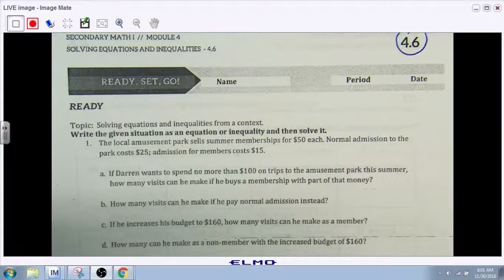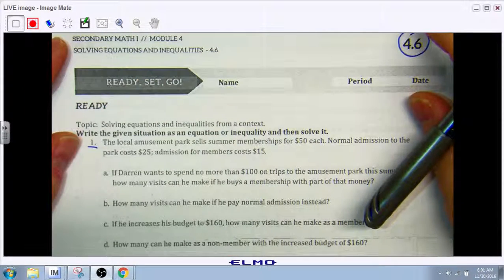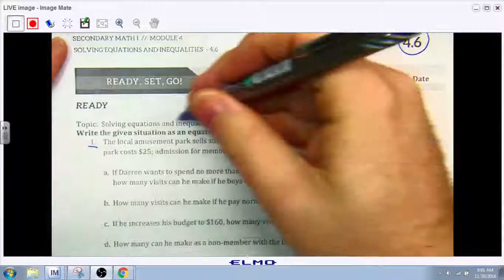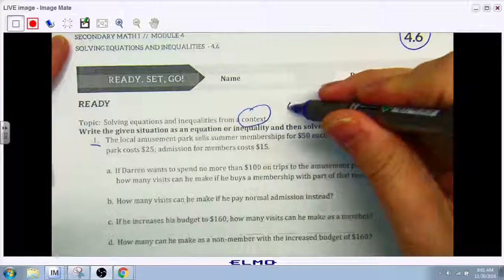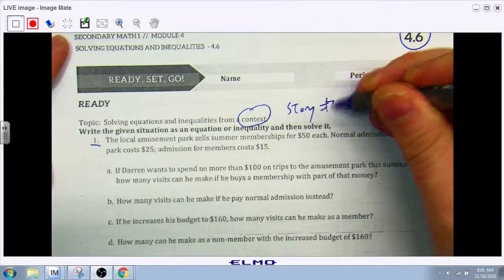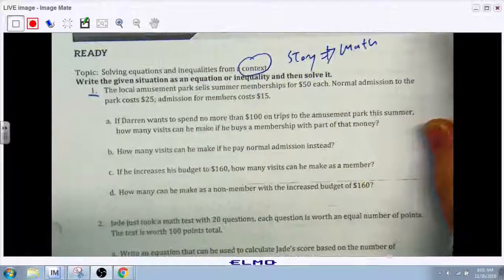Let's go ahead and look at this ready section. I'll go ahead and do the first problem with you guys so that we can model that for the next couple. We're going to be solving equations and inequalities from a context. So pretty much what we're going to be doing is taking story elements and turning those into math problems. So nothing too unusual, but let's go ahead and look at what's going on.